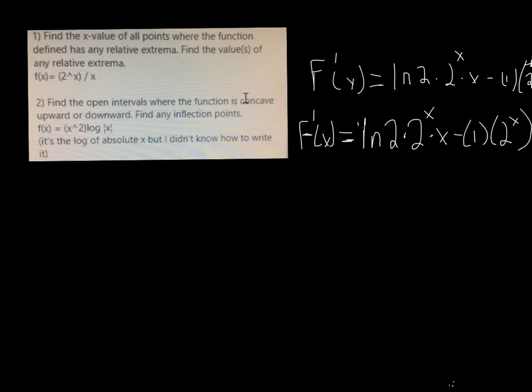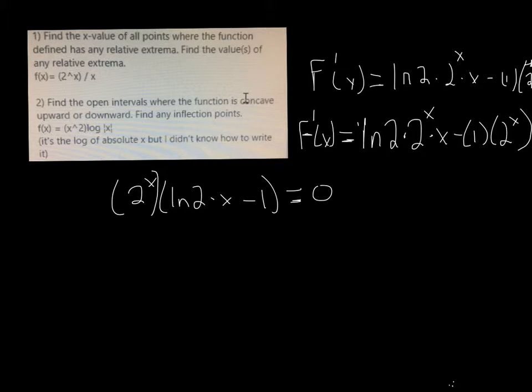So in order to find the extrema, we're going to take that function, we're going to set it equal to 0. So first thing I'm going to do is common factor 2 to the x out of each term, and then I'm going to set it equal to 0. So we have two factors here, and one of them has to equal 0.